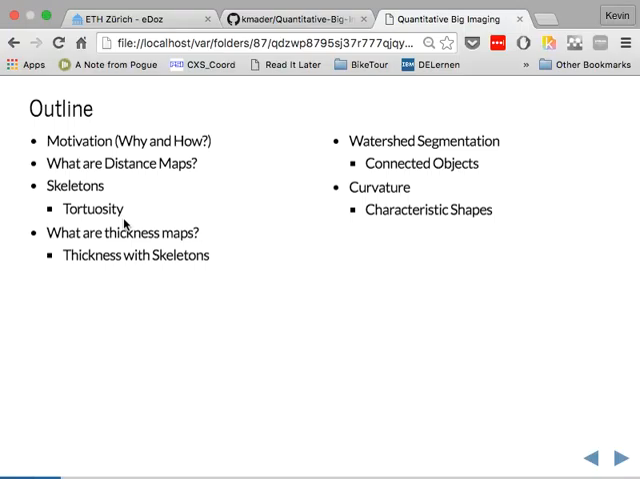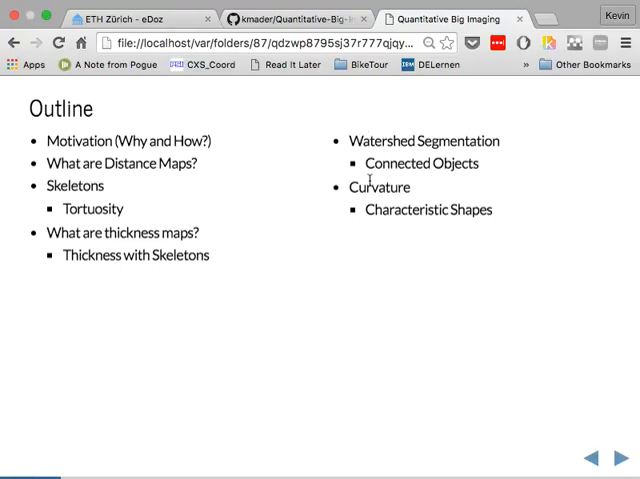The next topic is thickness maps, which is really related to distance maps, but it's one step further in the analysis. And that gives us then a thickness description of the images and how we can calculate that with skeletons efficiently. We then move on to more segmentation approaches. And so this watershed segmentation allows us to take objects that are connected together and separate them. And we'll just talk about the simpler approaches to do with watershed, but there are more complicated methods that you can apply to use watershed well.